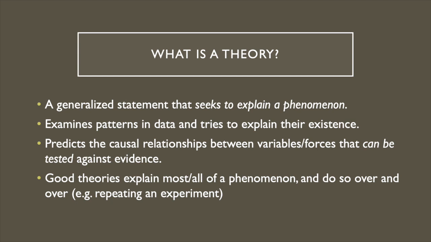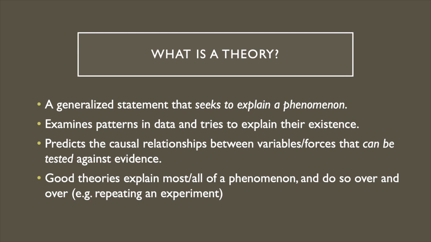Essentially, a theory predicts the causal relationships between variables or factors that can be tested against evidence. And a causal relationship essentially means that there is a cause and effect. That is different from a correlation, which would just be a relationship between variables, where one variable may exist alongside another variable, but it doesn't necessarily cause that variable.